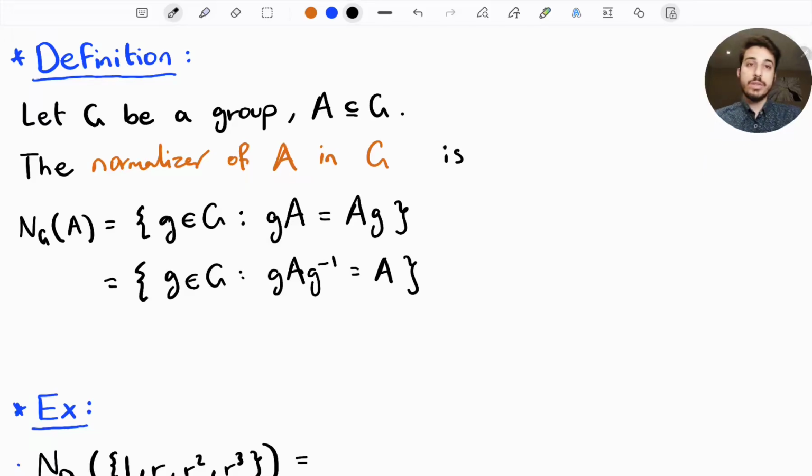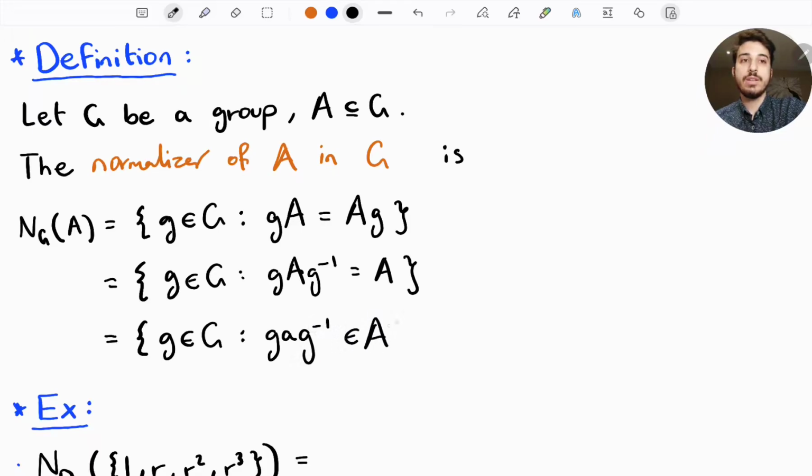And a final way to say it would be to say this is all the elements G in G such that G a G inverse is an element in A for all a in A. Whereas before we used the set notation, this here is just an element in a set. But all the three definitions are exactly the same.